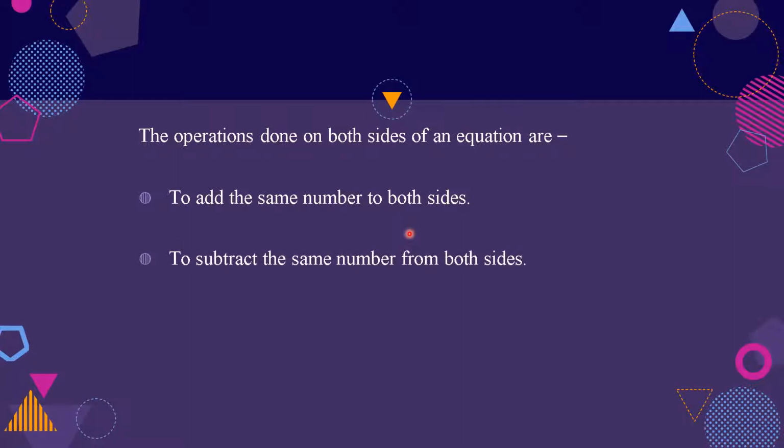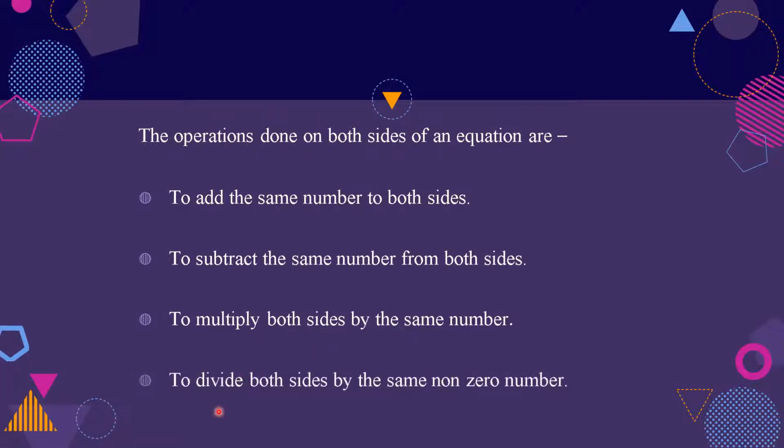Then we can subtract the same number from both sides of the equation. We can multiply both sides of the equation by the same number. And lastly, we can divide both the sides by the same non-zero number. Note one thing, that when you divide both the sides, we need to keep in mind that the number should be non-zero while dividing both sides of that equation.